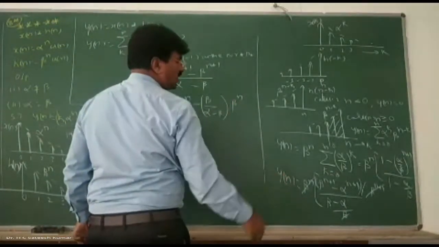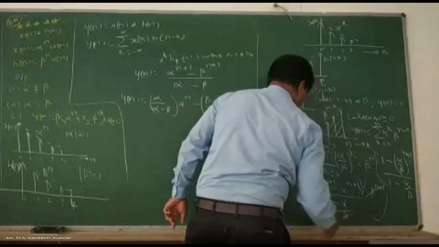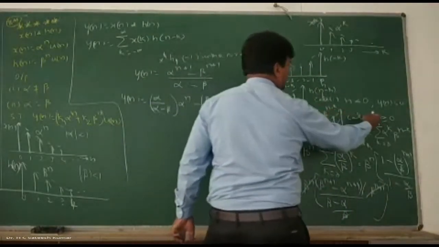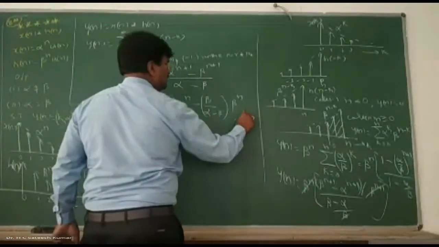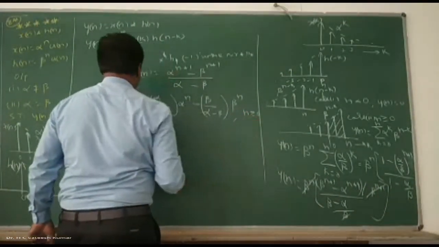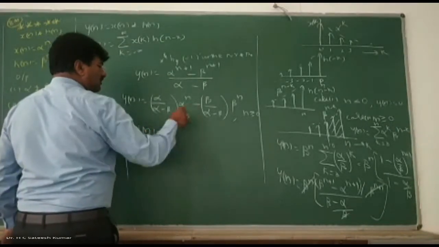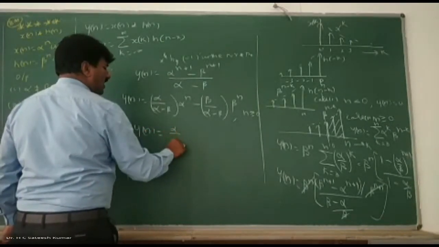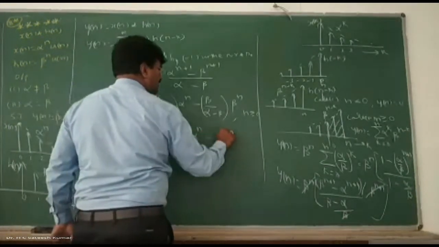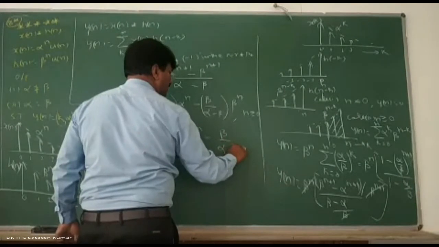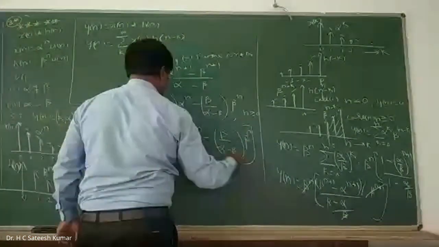And this is for what? So this is for, what is that we can write? This is for n greater than or equal to 0. N greater than or equal to 0, we can write it as what? Y of n is equal to alpha divided by alpha minus beta into alpha to the power of n minus beta divided by alpha minus beta into beta to the power of n, whole thing multiplied by u of n.